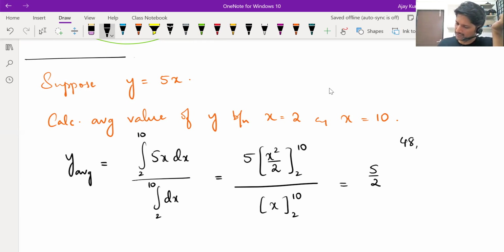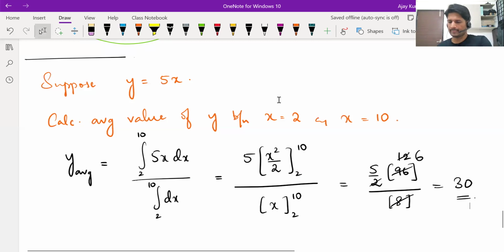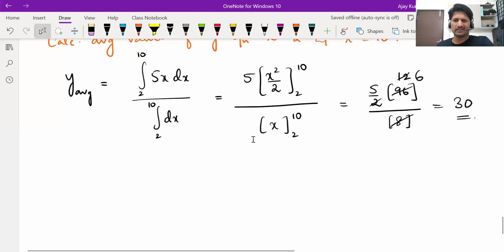So the numerator will be 5 by 2 multiplied with 10 square minus 2 square. 10 square is 100, 2 square is 4. 10 square minus 2 square will be 96. Divided by, in place of x you put 10 and in place of x you put 2. 10 minus 2 is 8. 8 into 12 is 96, and 2 into 12 is 6 times 5, sixes, the answer is 30. Okay. The average value of y equal to 5x between x equal to 2 and x equal to 10 is 30. Let's see if this is correct or not.